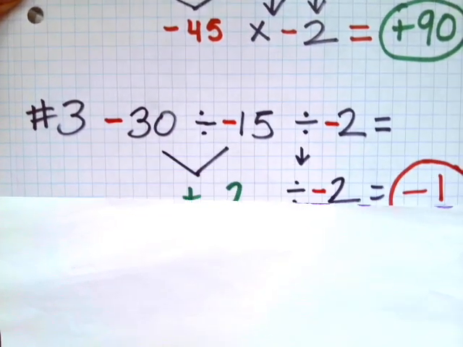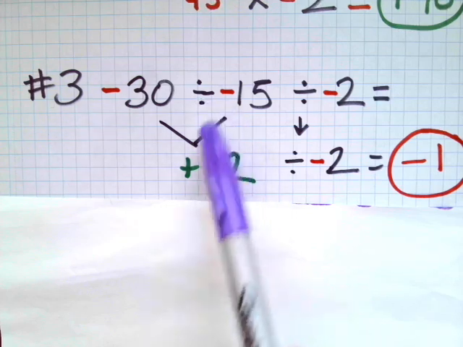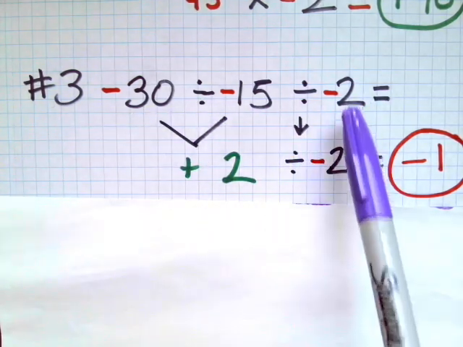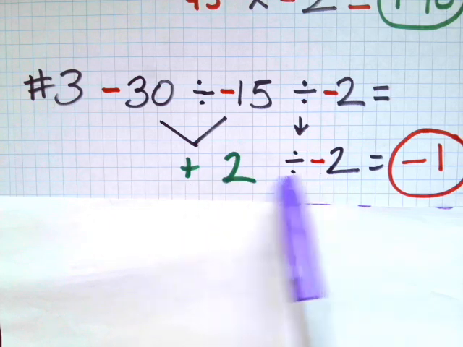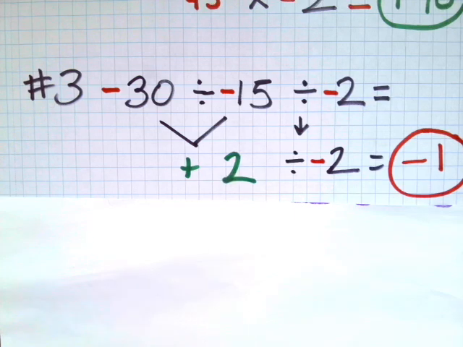And finally, problem number 3 example here. We have both the same sign. It's a positive answer. 30 divided by 15 is 2. I bring down my division. I bring down my negative 2. Just one different sign is a negative answer. 2 divided by 2 is 1.